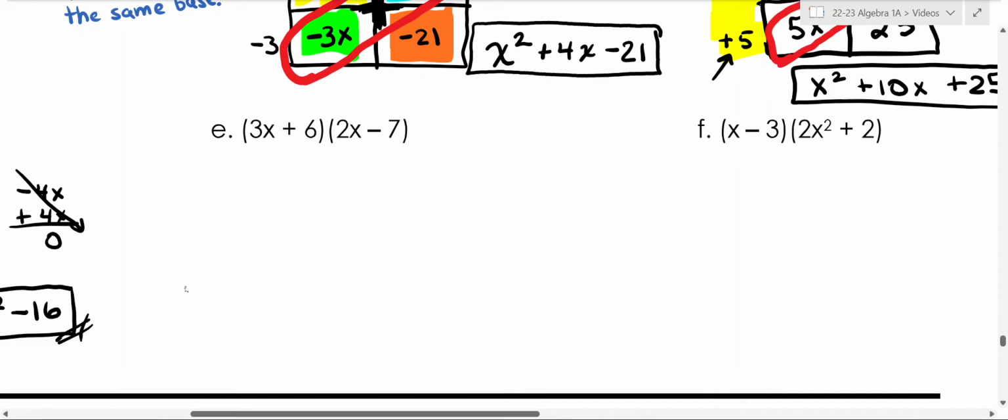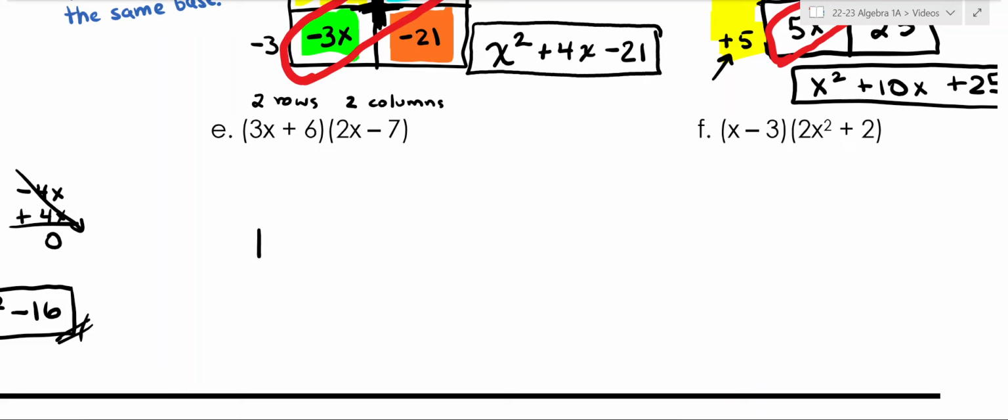A little bit bigger numbers, but here we go nonetheless. 3x plus 6 is the first quantity, and I see two terms, so that's two rows. 2x minus 7, same thing, two terms, so this will be the two columns. I feel like we're in Rome.